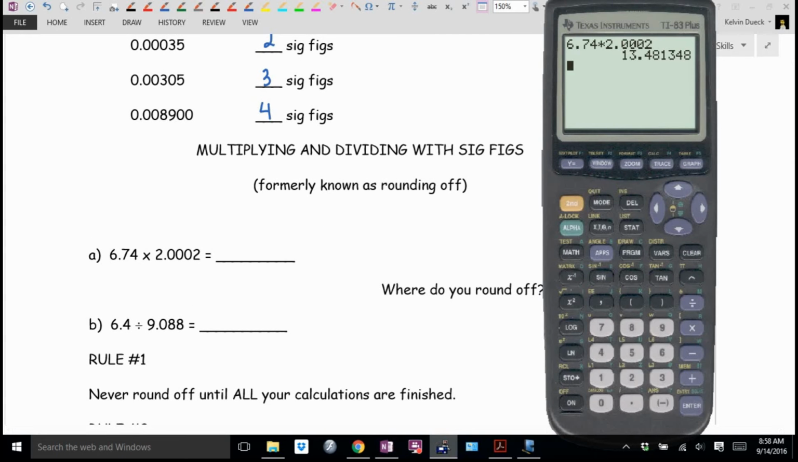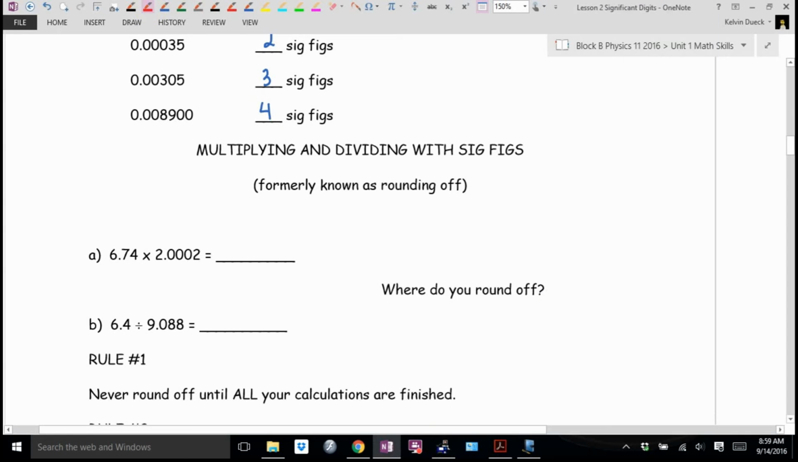Where do you round off? Here's what you do. And until you get good, you can write this down. Eventually, you'll be at the point where you'll just do this in your head. 6.74, how many sig figs is that? Write down a little tiny 3 right there. 2.0002, how many sig figs is that? Write down a little 5 right there.